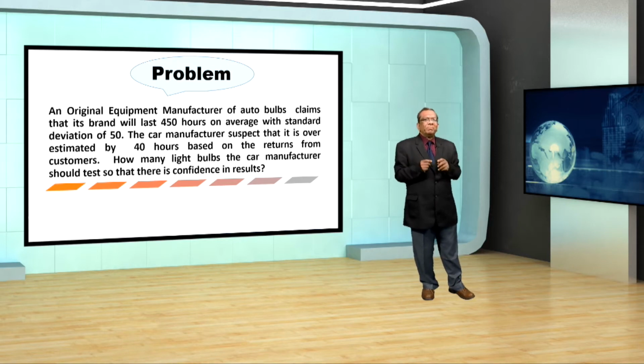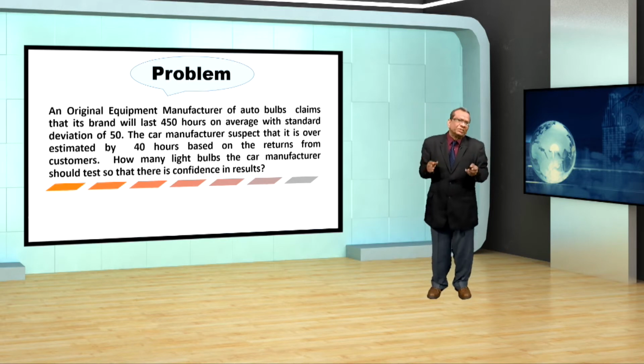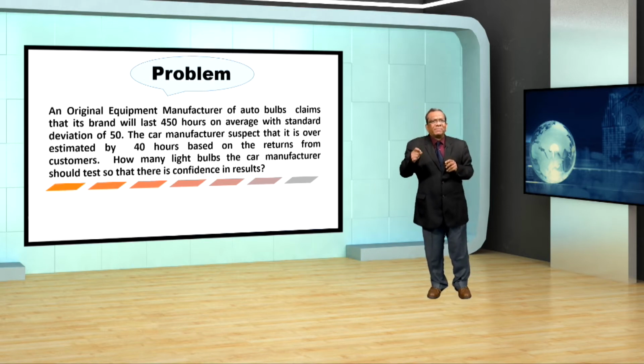An original equipment manufacturer of auto bulbs claims that its brand will last 450 hours on average with a standard deviation of 50. The car manufacturer who buys these auto bulbs suspects that it is overestimated by 40 hours based on the returns from the customers. Now, how many light bulbs should the car manufacturer test so that there is confidence in the results? In fact, this is the exact power test. We would like to have enough confidence, and at the same time, know what my sample size is.